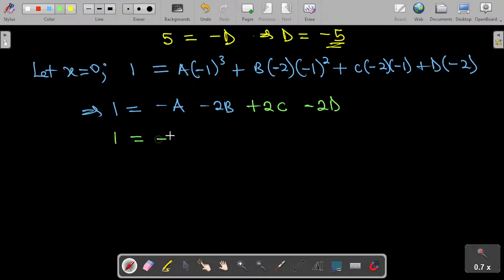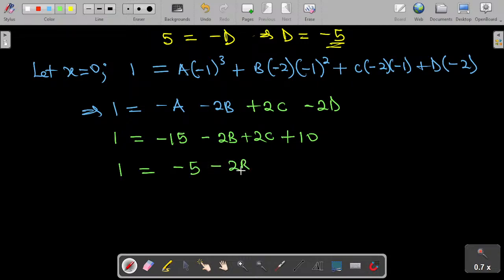So that means this is going to be minus 15. Then we'll have minus 2b plus 2c. And we also have our d, and our d is minus 5. So minus 5 times minus 2 will give us plus 10. So this is going to be equal to minus 15 plus 10, which will give us minus 5.